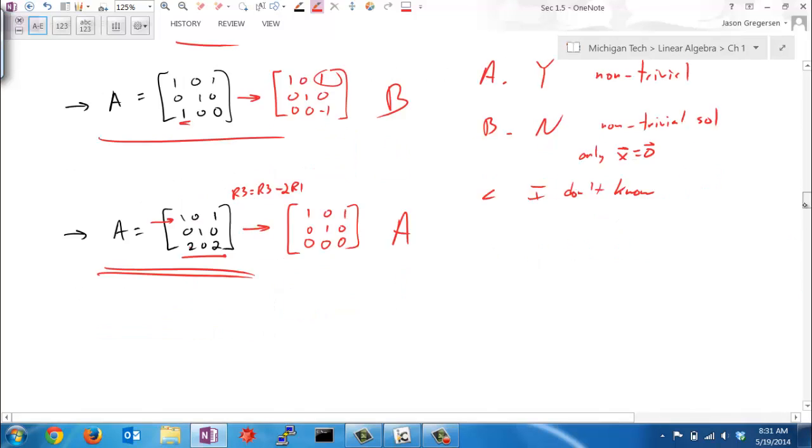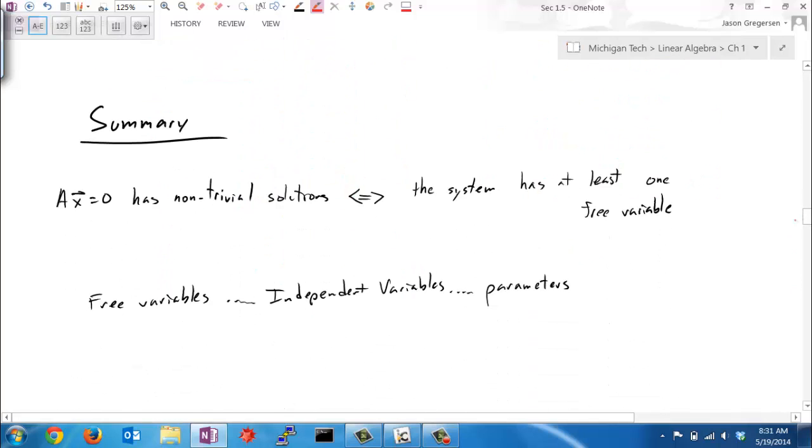All right, so the big summary here. Ax equals 0 has non-trivial solutions, once again, if and only if, sometimes written as iff, the system has at least one free variable. So once again, what are these free variables? We've talked about them in terms of independent variables. These are the ones whose values we can choose to find more specific solutions. You can think about them in terms of parameters. If you've worked with parameters before, they're the things that we can wiggle in our solution.